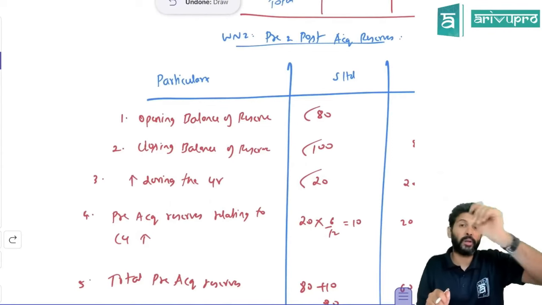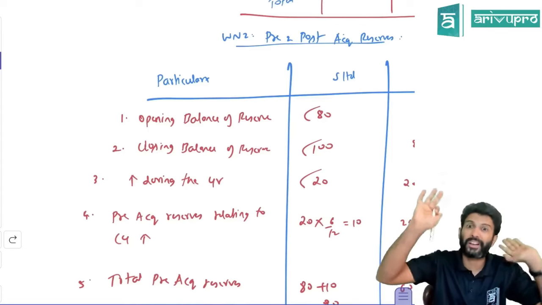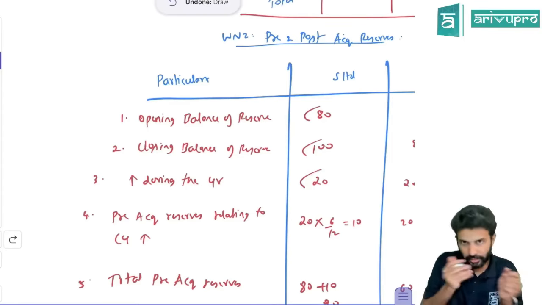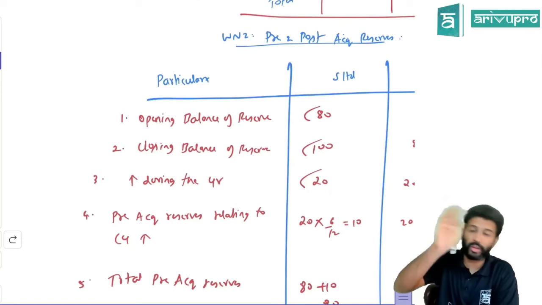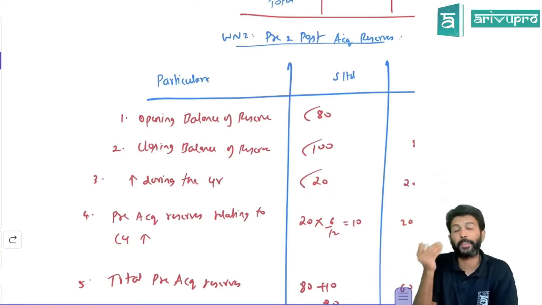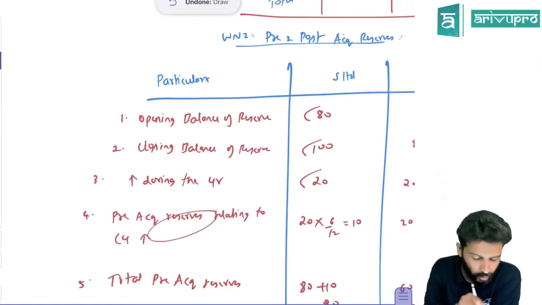They clearly told in the problem we got the control on 1st October. So April, May, June, July, August, September, 6 months has already passed. So out of this 20 lakhs increase, 6 months' increase comes in the pre-acquisition period. It was already there when the parent got the control. So 6 months of this is how much? 10. That is nothing but your pre-acquisition reserves.